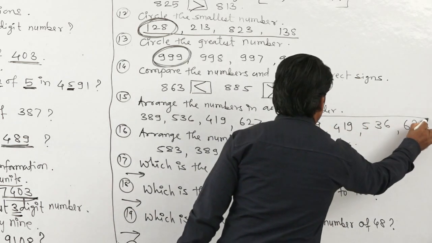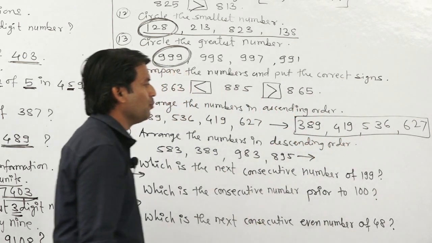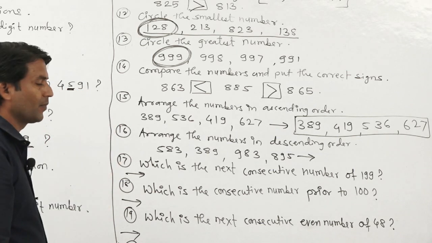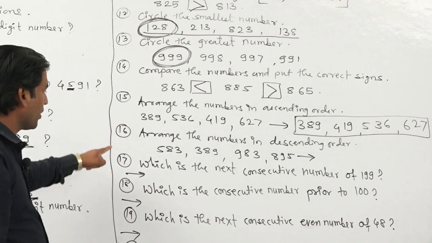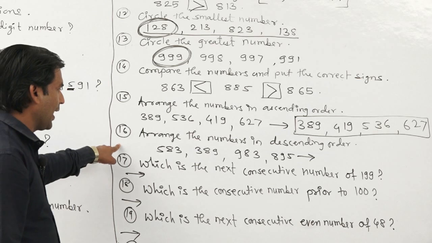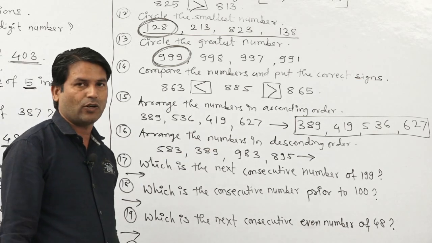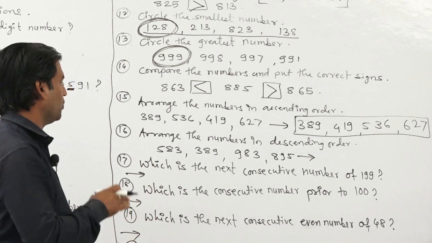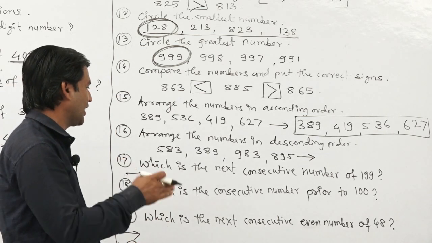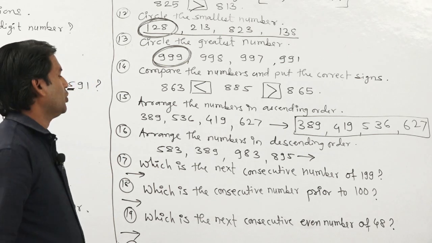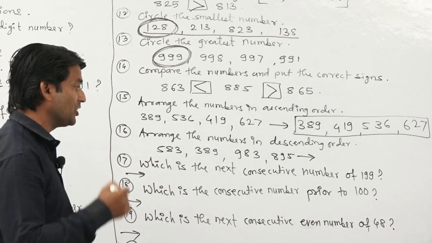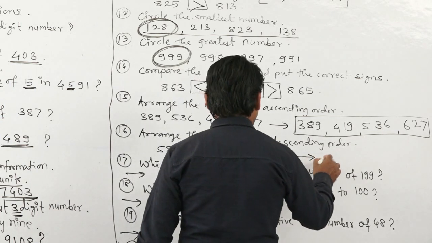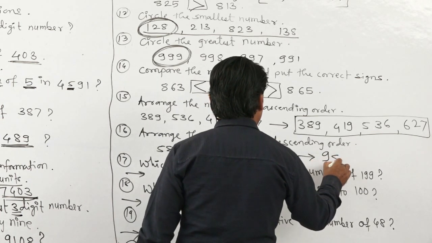So I have arranged these numbers in ascending order, meaning increasing order. After that question number 16 is for you. Arrange the numbers in descending order. Descending order means decreasing order. It means we have to arrange the numbers from the largest to the least number. So first of all we have to find out which one is the largest number. So in the given numbers we have to find out the largest number.